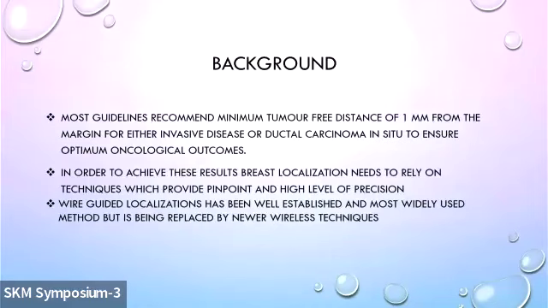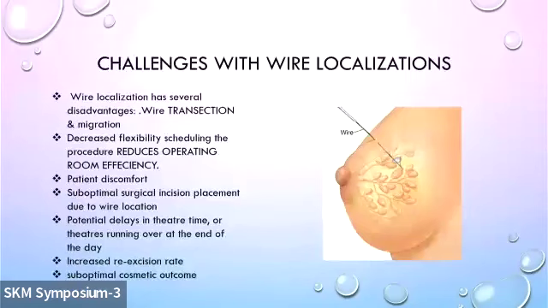So in order to achieve these results, breast localization needs to rely on techniques which provide pinpoint and high level of precision. Now we all know wire-guided localization has been well established and is still the most widely used in many countries, but now it is being replaced by newer wireless techniques. This is an example of a typical wire localization. There are many known disadvantages.